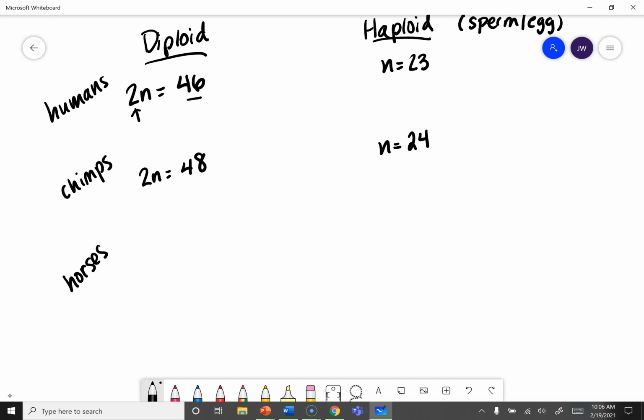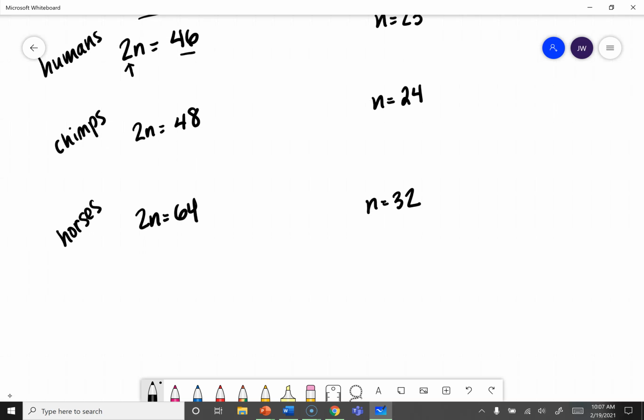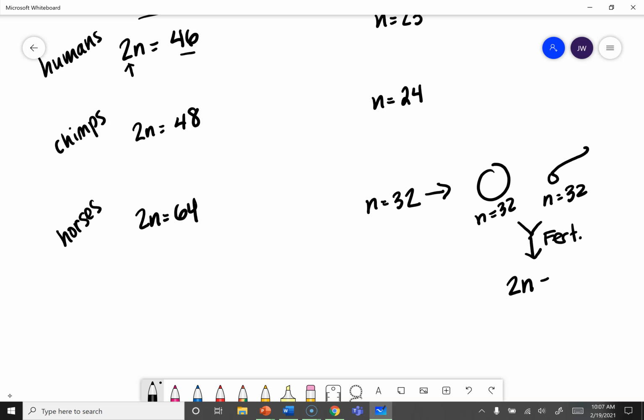Horses are 2n equals 64. That's a lot of chromosomes. So their haploid number is n equals 32. So let's say that we have a horse, and that horse mates, and we have an egg where n equals 32 and a sperm where n equals 32. After fertilization, we restore our diploid cellular makeup, and we get back 2n equals 64.